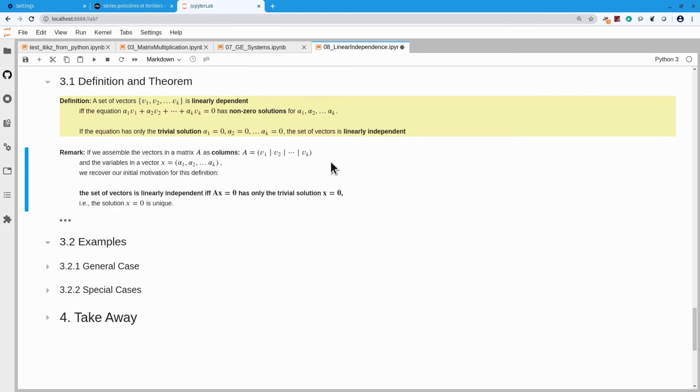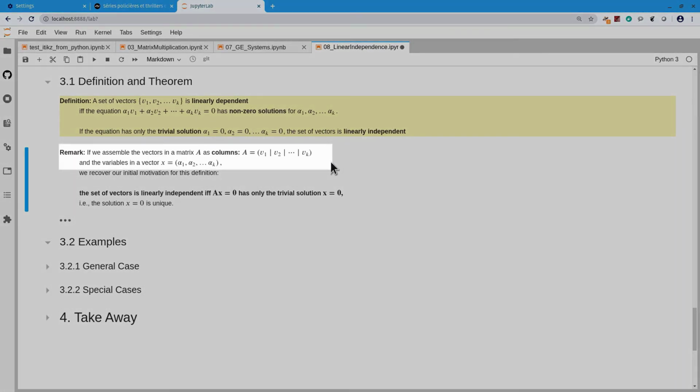What we'll do now is we'll recover our original motivation for the definition, namely we'll take our vectors and we'll write them into a matrix as columns. So A is equal to first column V1, second column V2, etc. The variables, alpha 1, alpha 2 through alpha k, we'll write into a vector, and we'll call that x. And therefore, we are going to recover A times x equals 0. So we have rewritten our linear combination of vectors in matrix form as A times x, and we are asking that that add up to 0.